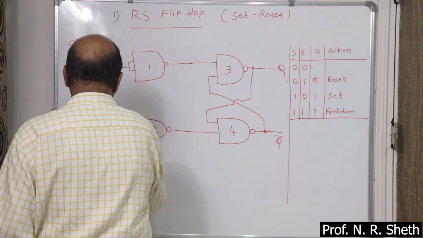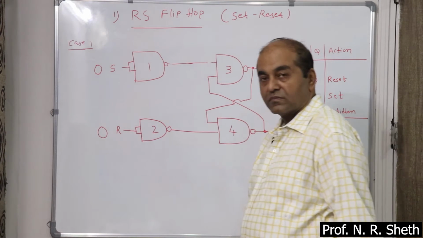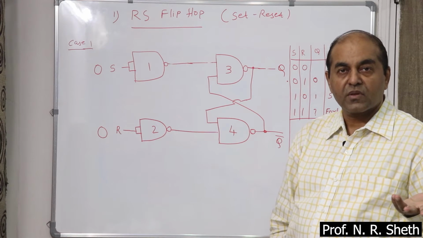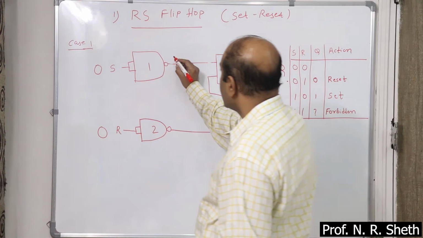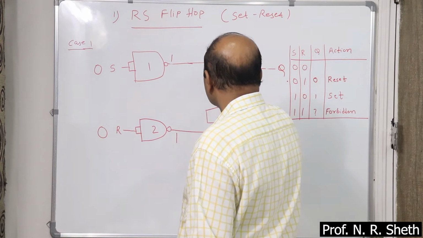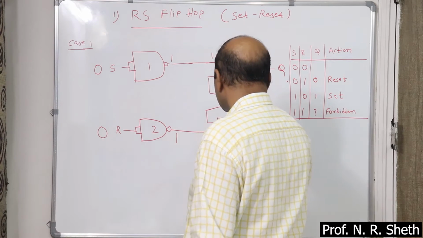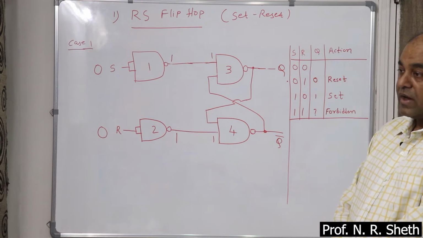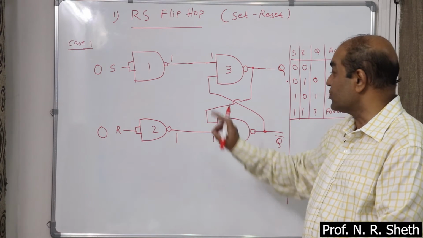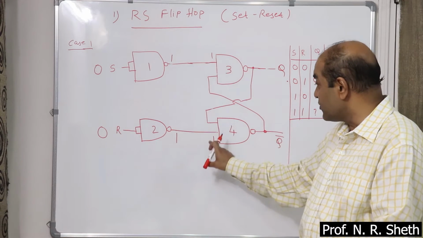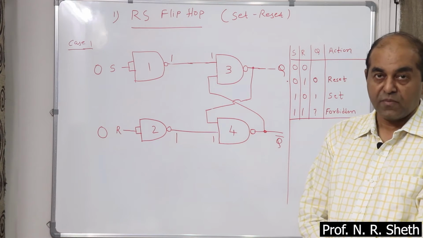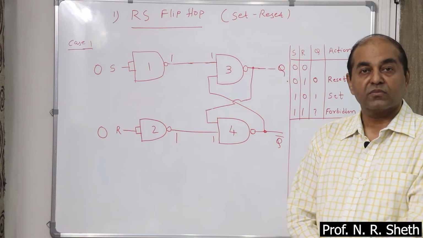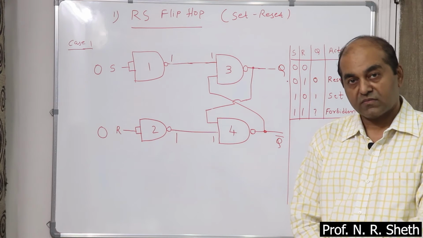S is 0, R is 0. As you know, these 2 gates work as a NOT gate, an inverter. So this is 1, this is also 1, 1, 1. Now everything depends on the second input, because both the inputs are 1. One input is high. So what is the status of the second input? That depends on the previous state.